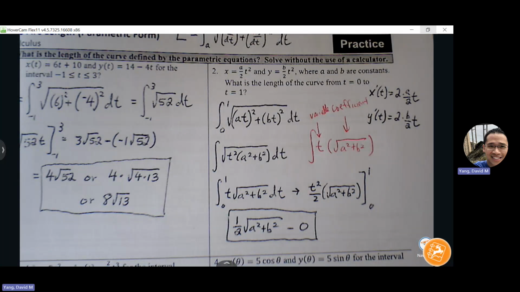Guys, for number two, it feels a little strange with that a squared plus b squared, but remember, the square root of a squared plus b squared is just some coefficient, just some number. It's not going to impact anything, since the only variable is p, so the power of p squared over two. Just keep whatever coefficient in there.